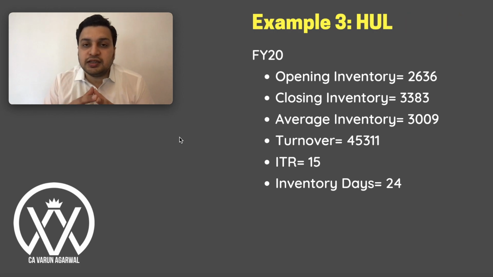Coming to HUL in the third example, opening inventory was about 2636 crores, closing about 3383. Average comes to about 3000 crores. Turnover was about 45,000 crores. So ITR comes to 15 times. So this means that the stock is moving very fast. They are able to rotate the inventory 15 times in a given year, and the inventory days are just 24. So this is how the efficiency is high.